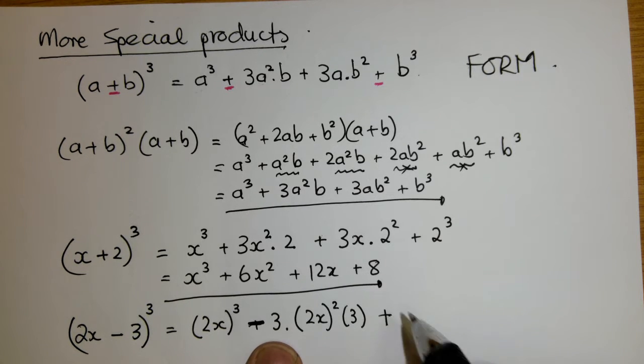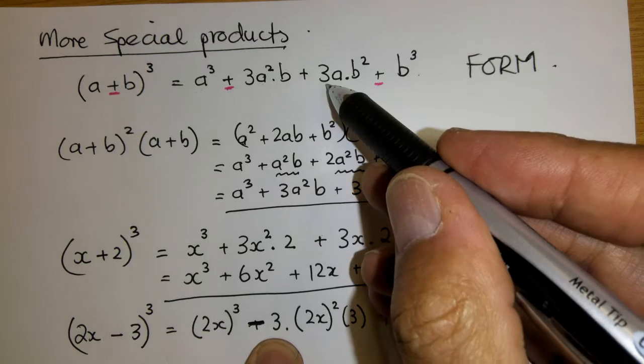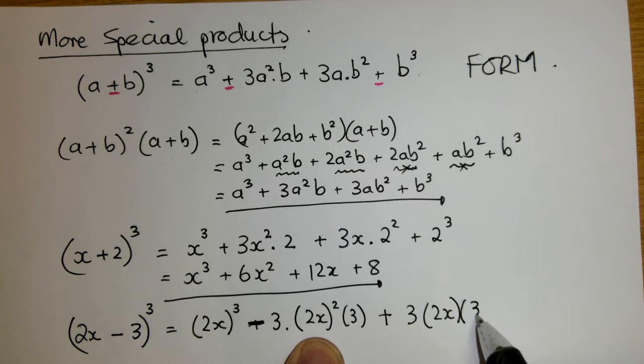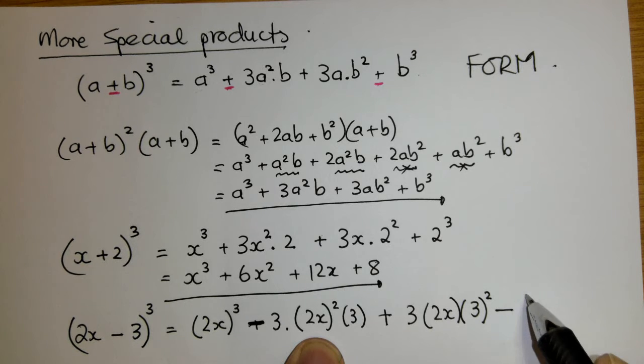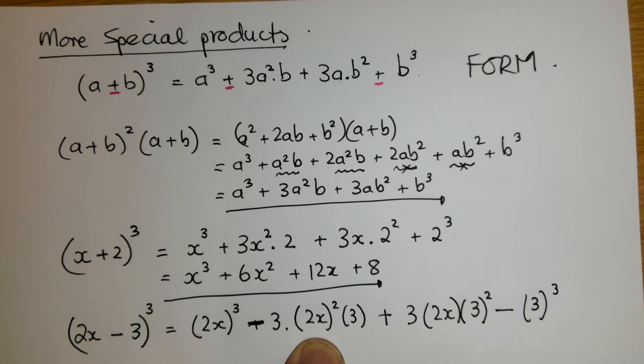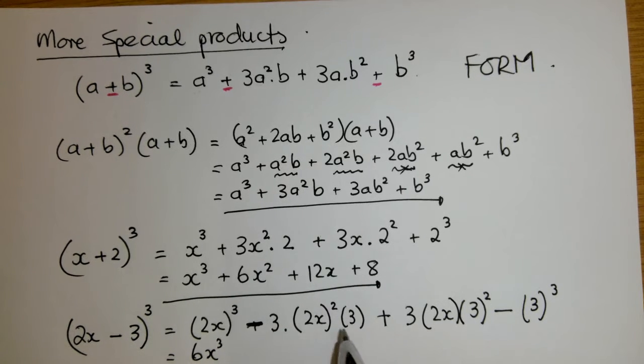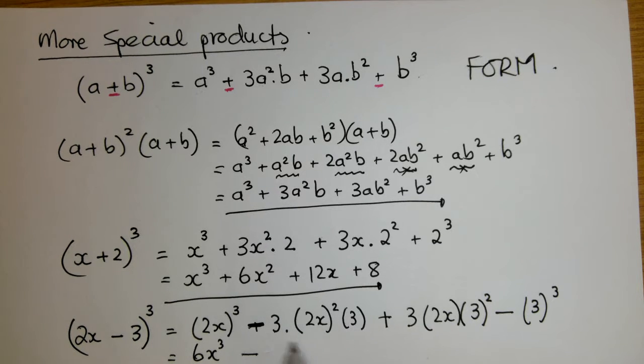Okay, so then I have another 3, which is there in the expansion, multiplied by the first term, multiplied by the second term squared, then minus the second term cubed. Okay, let's have a look. 2 to the 3 is 6, x to the 3 is x cubed. 3 times 3 is 9, 2 squared is 4.